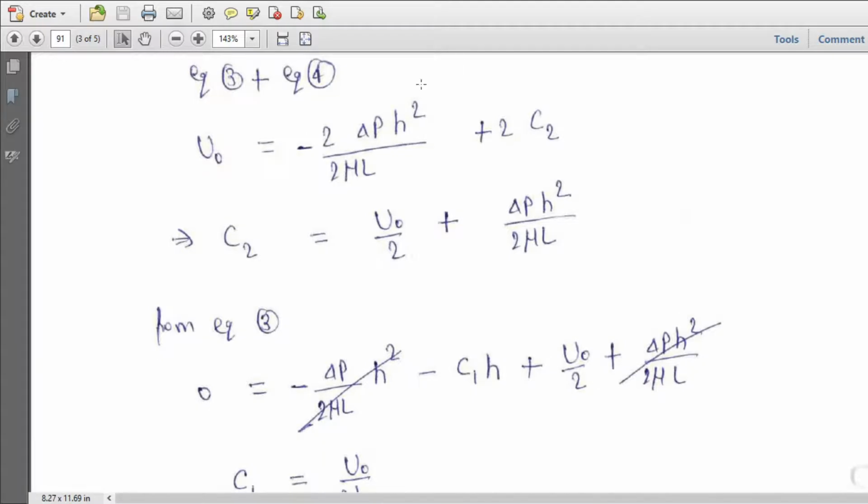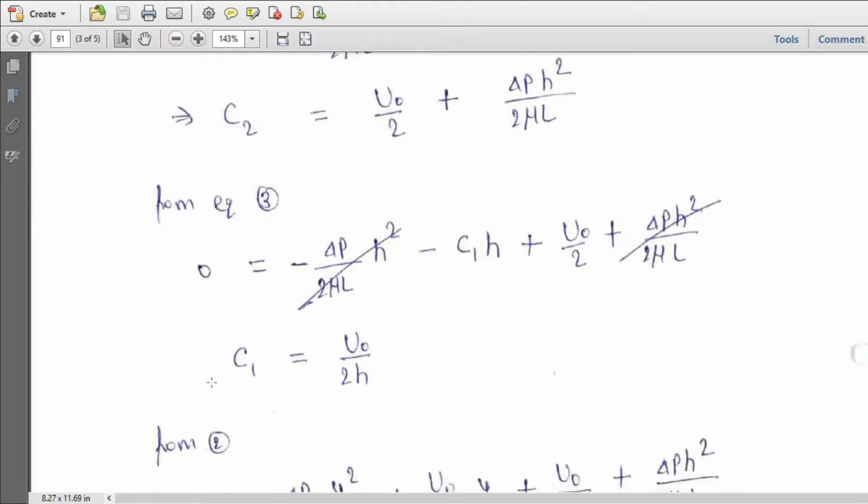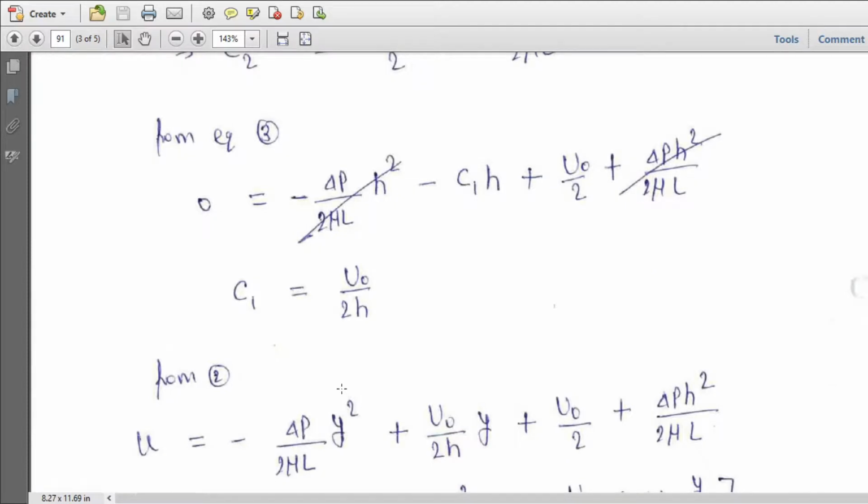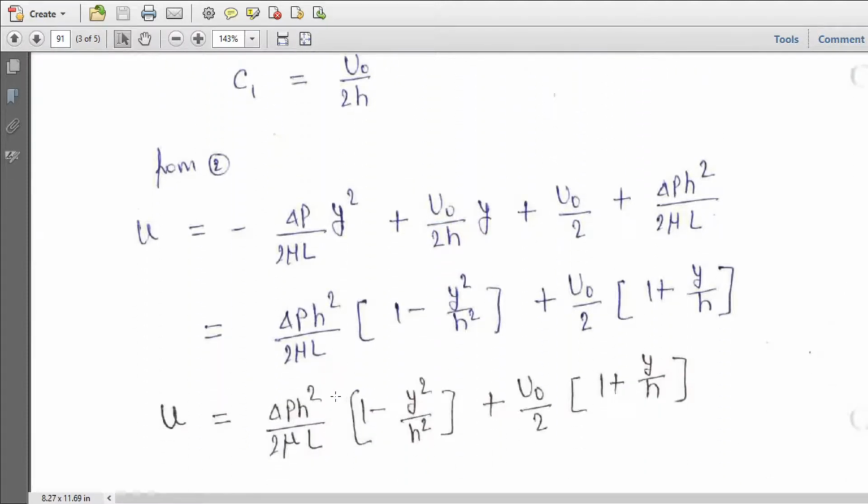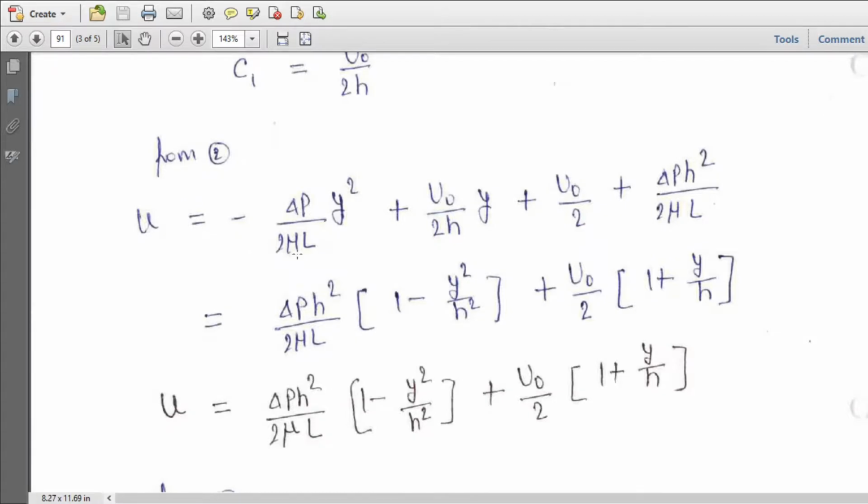Adding these two equations, we get C2 equal to U naught by 2 plus delta P H square upon 2 mu L. Once we have C2, we can substitute it in equation 3 and get the expression for C1. So C1 is U naught upon 2H. Now we can substitute both constants back in equation 2. So we get U equal to minus delta P upon 2 mu L Y square plus U naught upon 2H Y plus U naught by 2 plus delta P H square by 2 mu L.